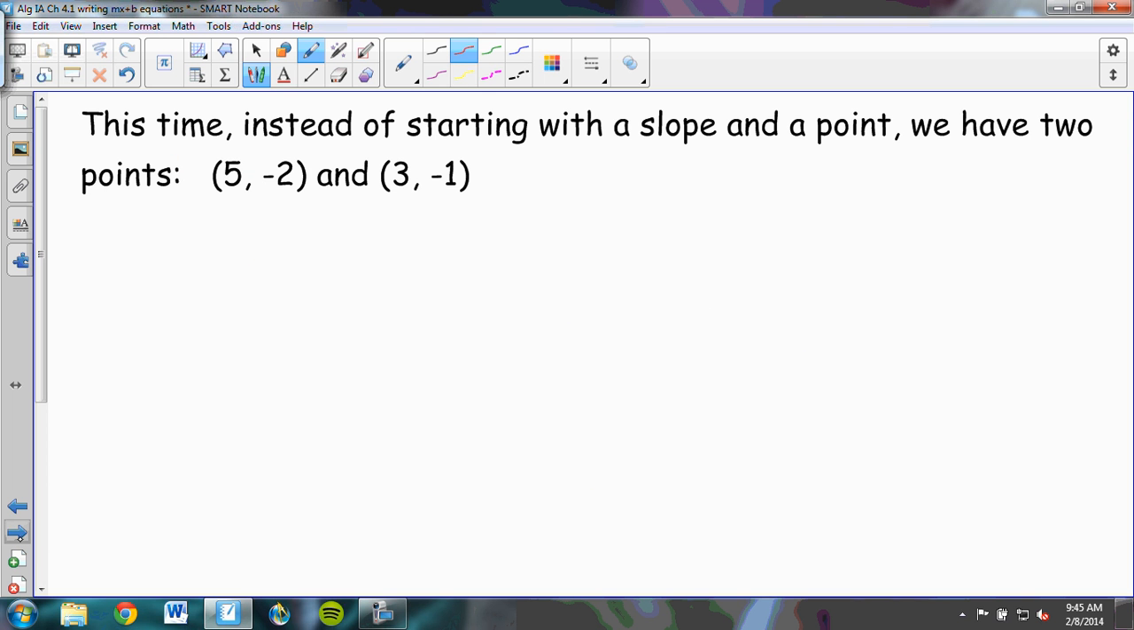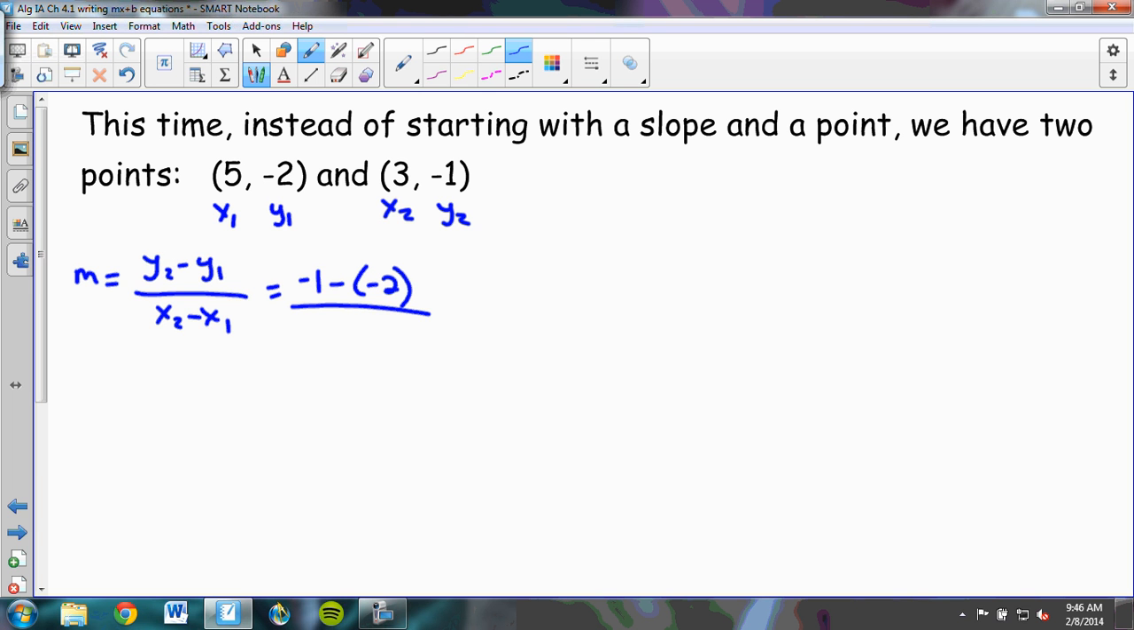The next problem has only a little difference. Instead of being given a slope, we have 2 points. We have the points (5, negative 2) and (3, negative 1). So what I'm going to do is find the slope first. I know that slope is y2 minus y1 over x2 minus x1. So I have -1 minus -2.